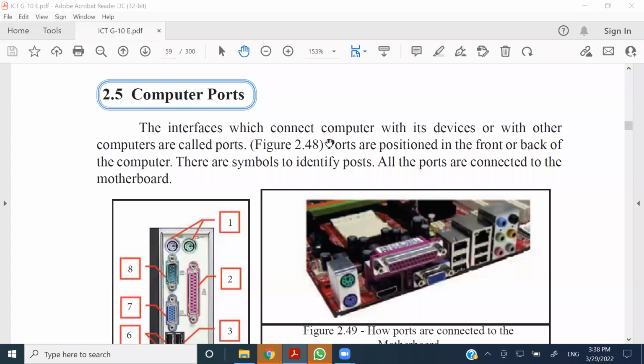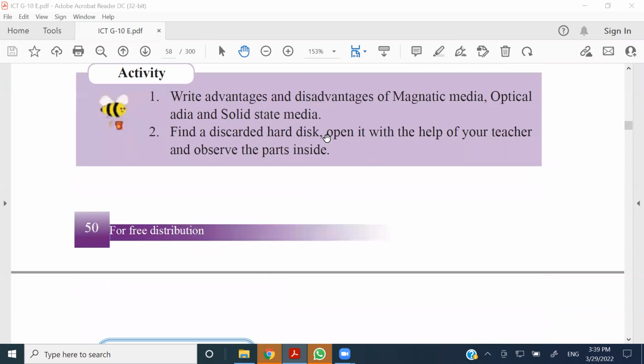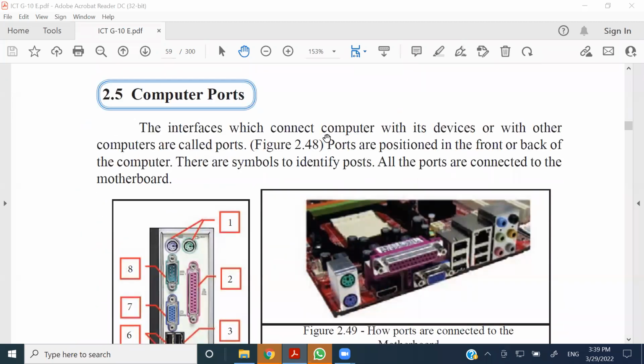Yeah, so last week we discussed the storage media, which are magnetic, optical, and solid state. And I think we've written down the notes up to that particular point. So today we are going to talk about the ports, right?